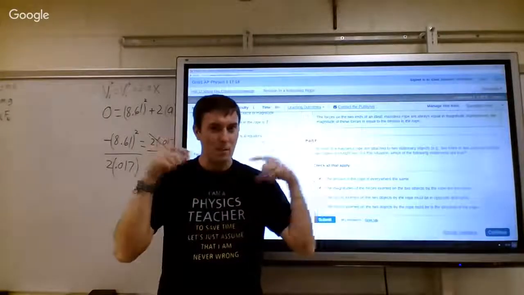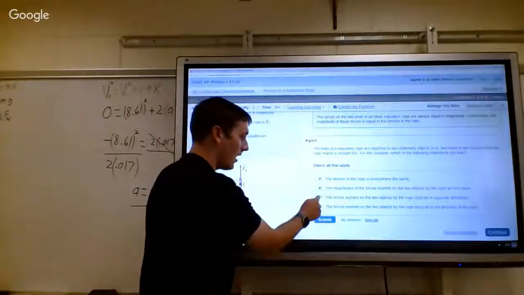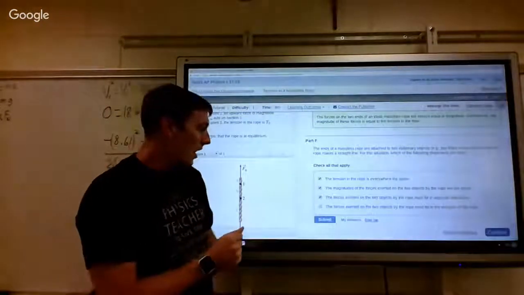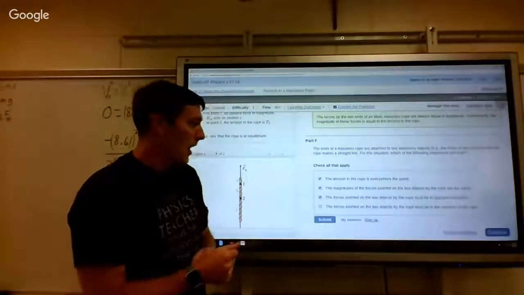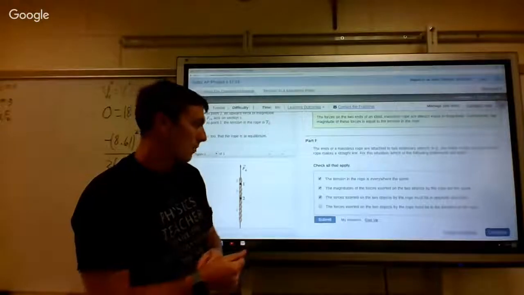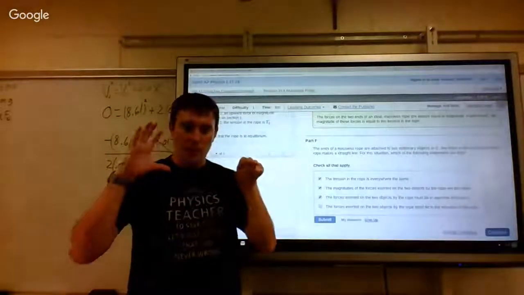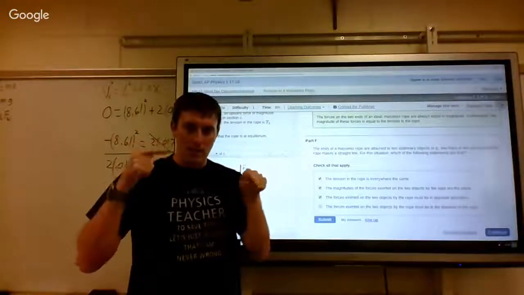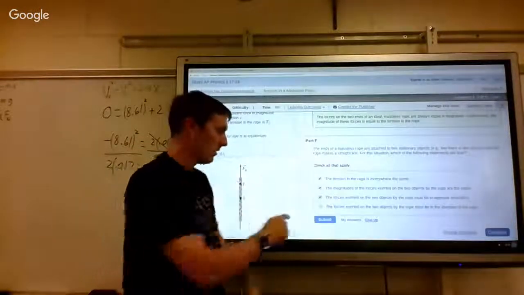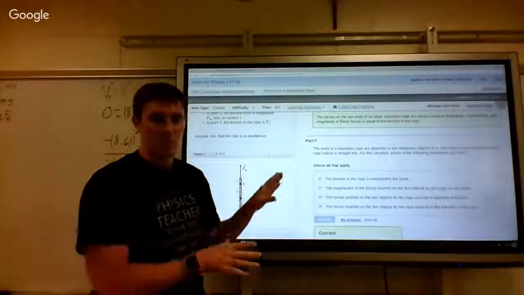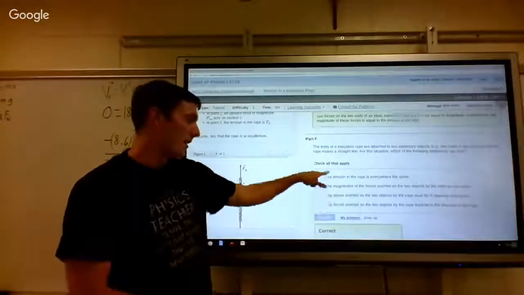I'm not holding a thing, but okay, so that one is also yes. And we got the last one: the forces exerted on the two objects by the rope must be in the direction of the rope. I think that makes sense too. If the rope was pulling that way, then the force this feels is going to be going that way. So it's all of them. This is a jerky question that makes you choose all of those things, so make sure you got them all right. But it's there, okay.